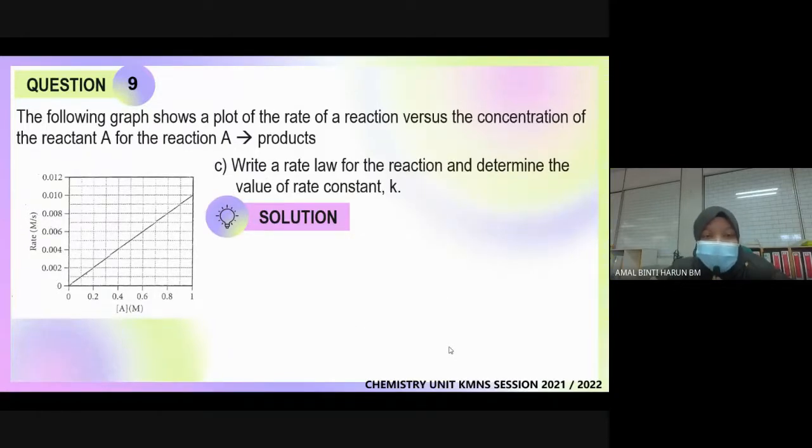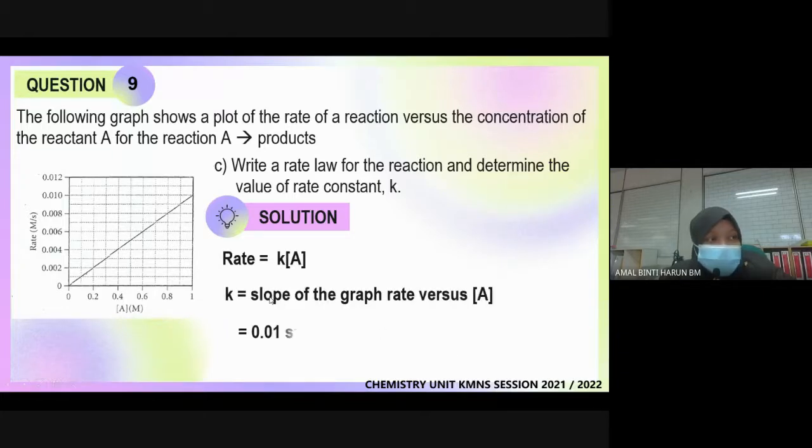Okay, C. Write the rate law for the reaction and determine the value of the rate constant. So, dia adalah first order. Kita tulis rate equal to K[A]. A is the reactant, power of 1. Okay. So, macam mana nak cari K? Kita ambil rate mana-mana eksperimen, mana-mana titik. You nak ambil 0.4 pun boleh. Okay. You nak ambil 0.4, you substitute rate dia 0.4.